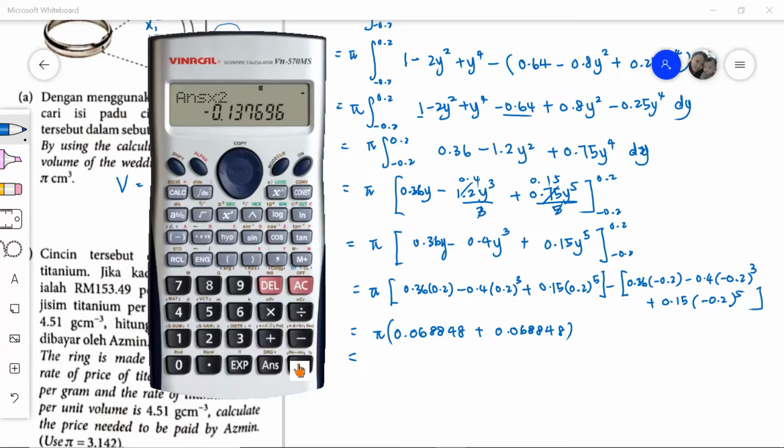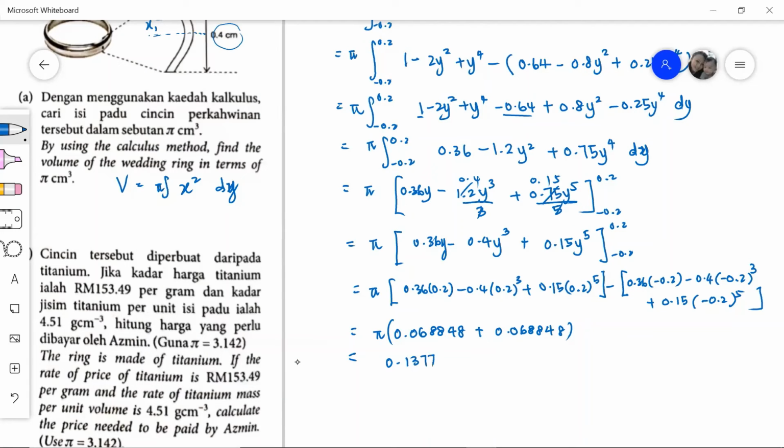So we have 0.1377 pi cm cubed. Okay, over here is cm cube. That's it. All right. So we have found the volume in terms of pi of the wedding ring. Now, next.